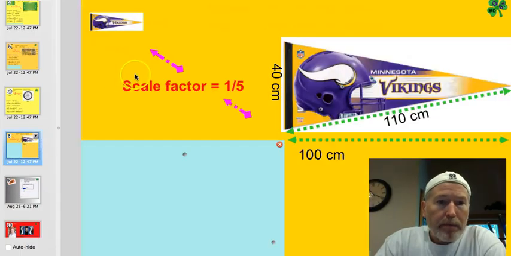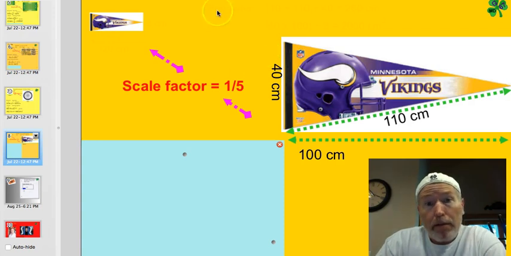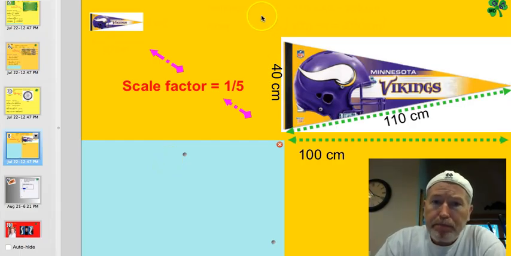Time for you to try one. Now, I did a circle. You should be able to go and find the size of this smaller pennant, given all the measurements here of this Vikings pennant on the large one, in a scale factor of 1/5. Find the perimeter and area of this smaller pennant. Go ahead and pause the video. Okay, let's see how you did.